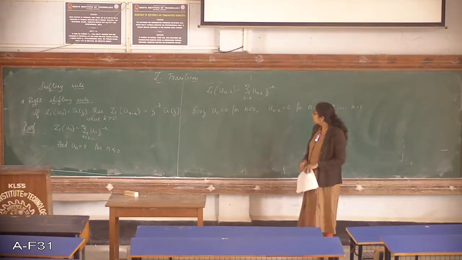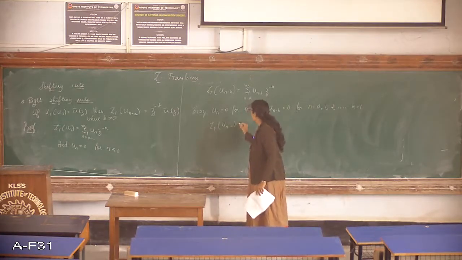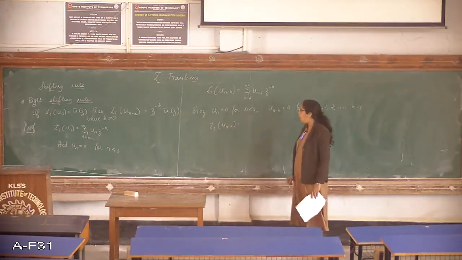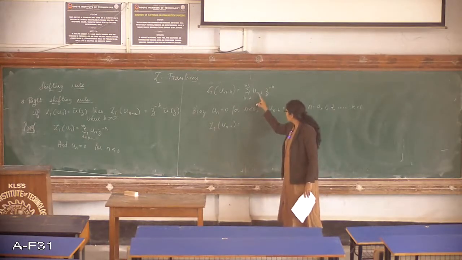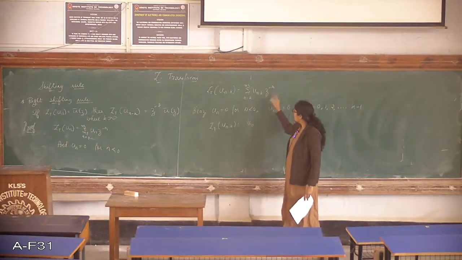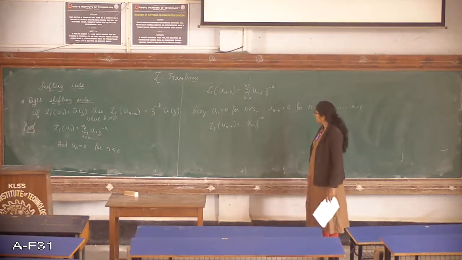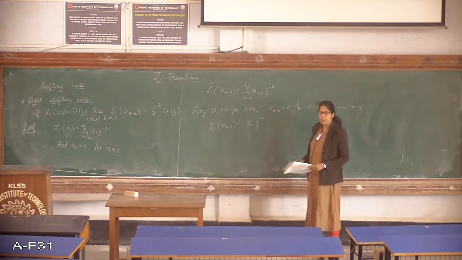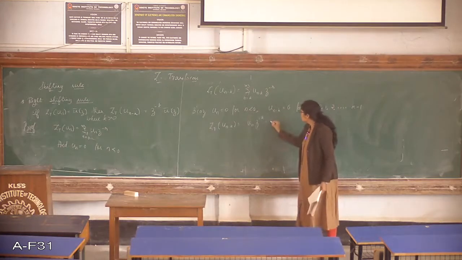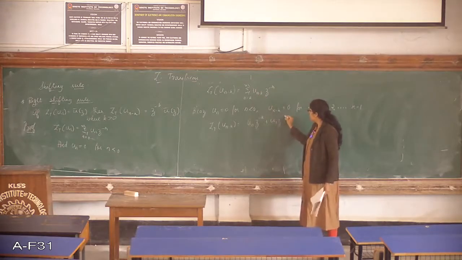So the next step here: the z transform of u_(n minus k) is equal to, now just start giving the values of n as k. If I replace n by k, I get u_(k minus k), which is u_0, and z raised to minus k. Then the next value of n will be k plus 1. So this will be u_1 z raised to minus (k plus 1).